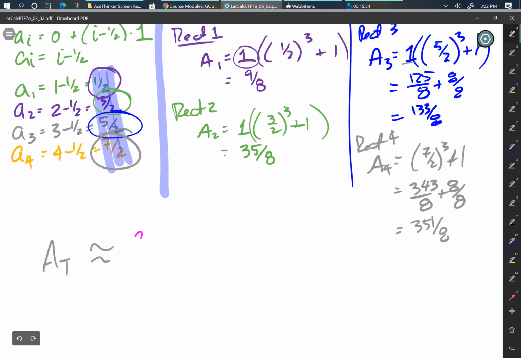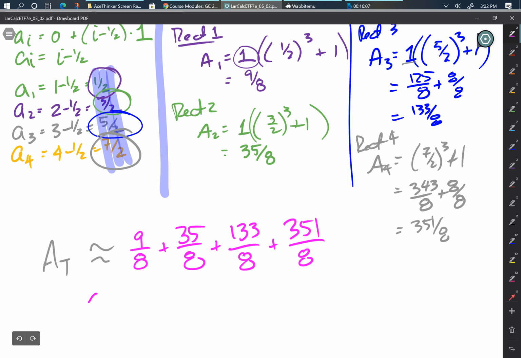Okay. So now the total area is approximately the sum of this. And so I need to take the first rectangle at 9/8 plus the second rectangle at 35/8 plus the third rectangle at 133/8 plus the fourth rectangle at 351/8. And so that's approximately, I'm going to grab my calculator for this, 9 plus 35 plus 133 plus 351, and I get 528 over 8. I think that's going to reduce. It does reduce down to 66.